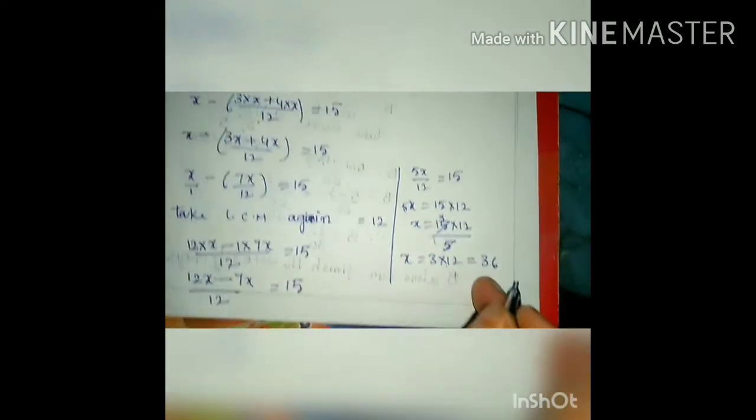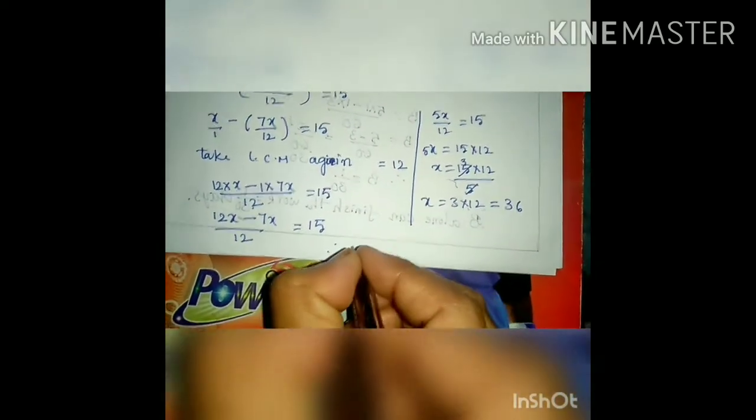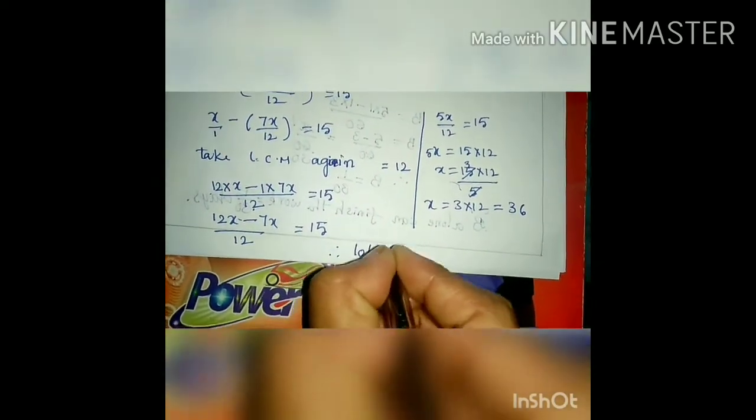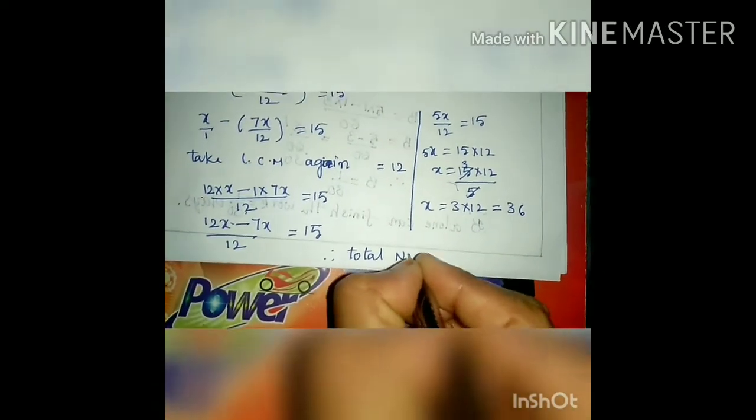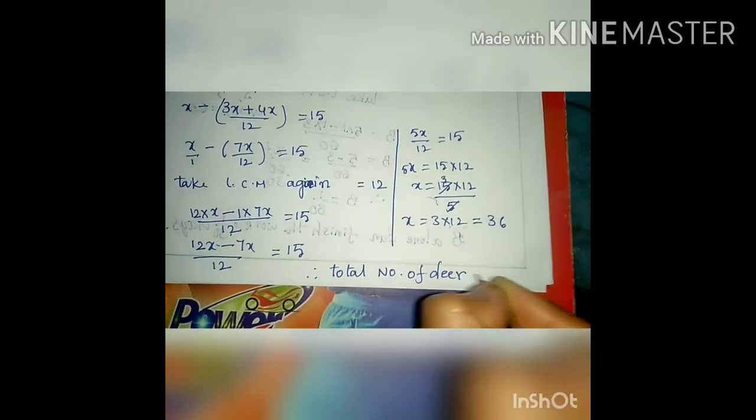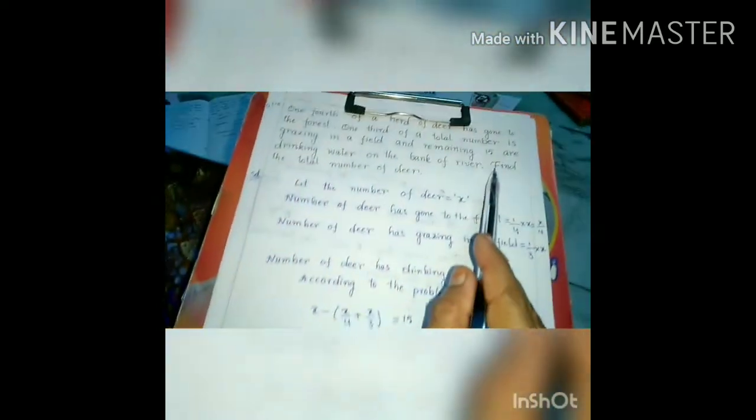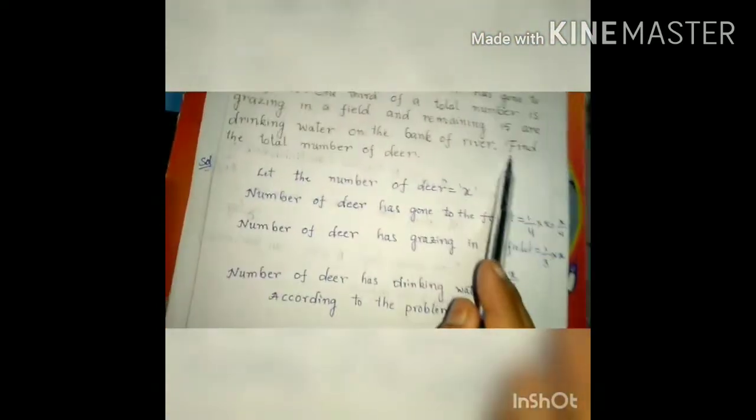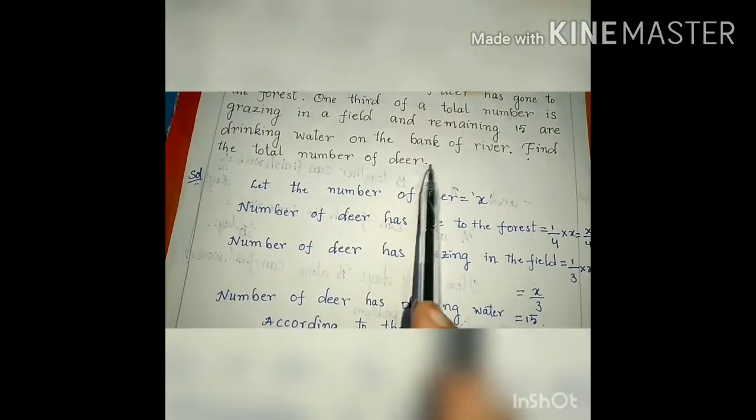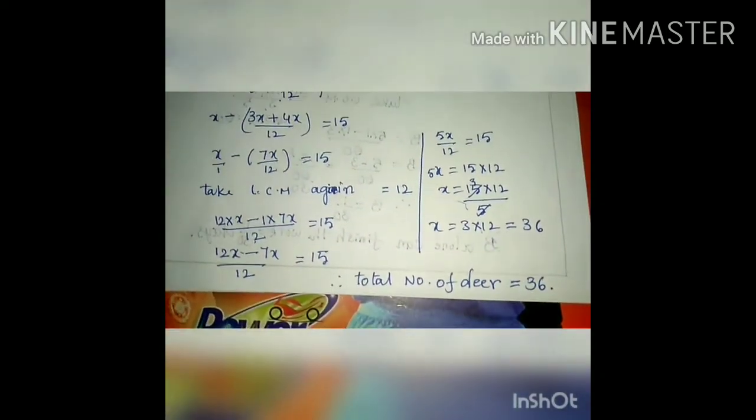What is the 36 here? Let x be the number of deer. Therefore, the total number of deer equals 36. Here it is asking to find the total number of deer. So how many deer are there in total? 36. Okay.